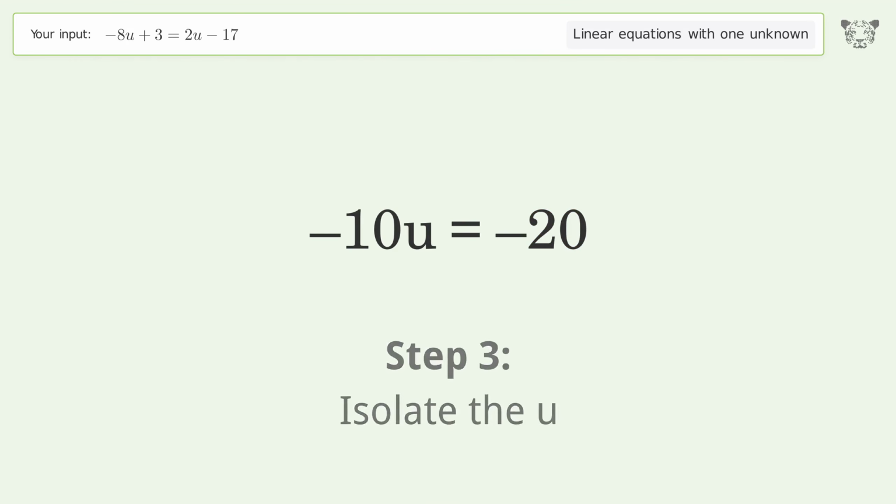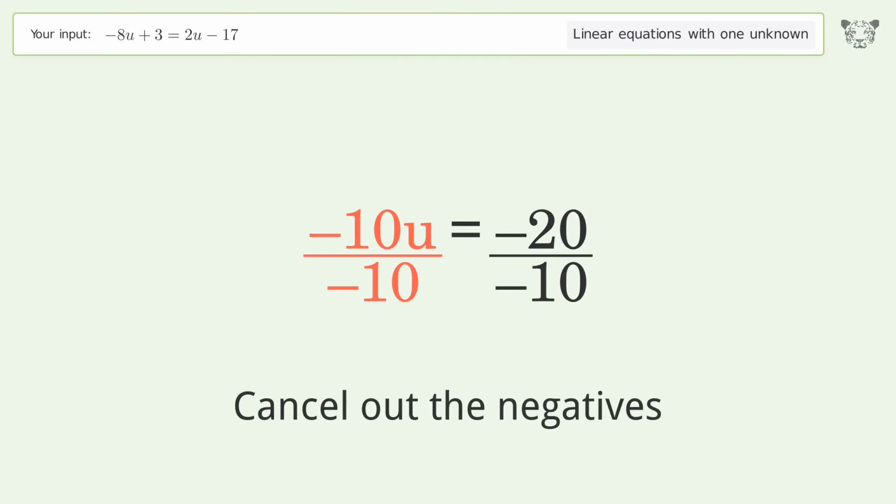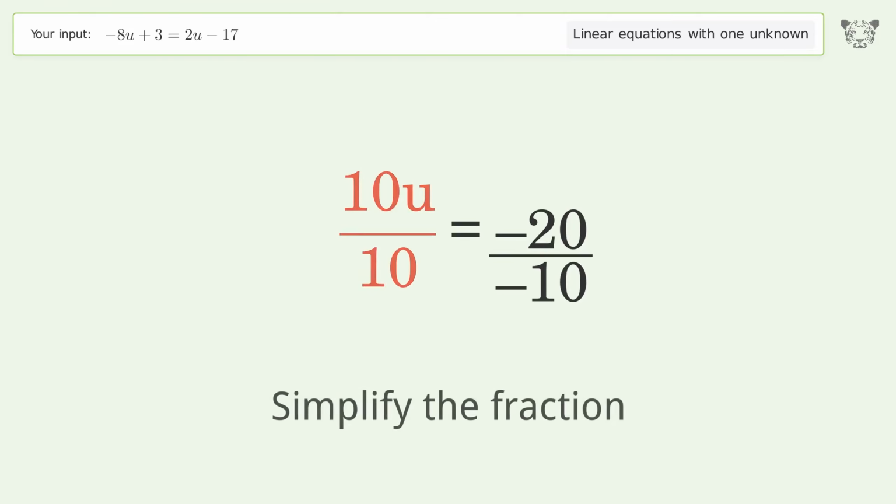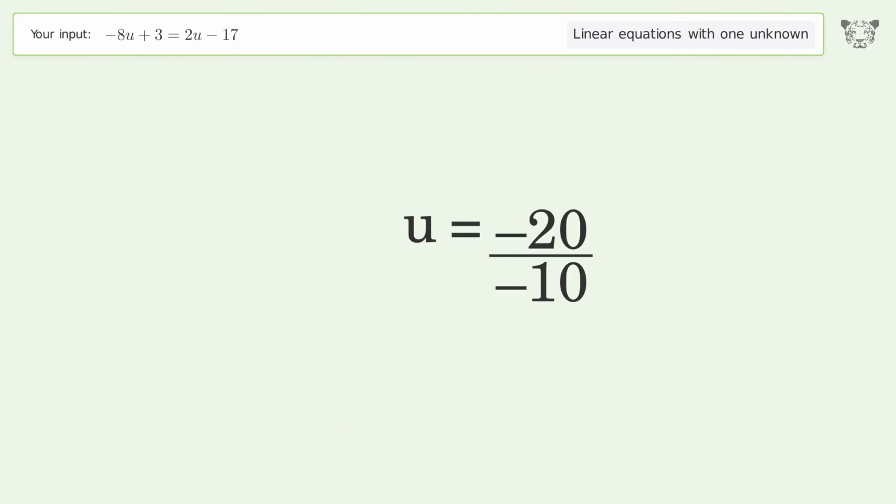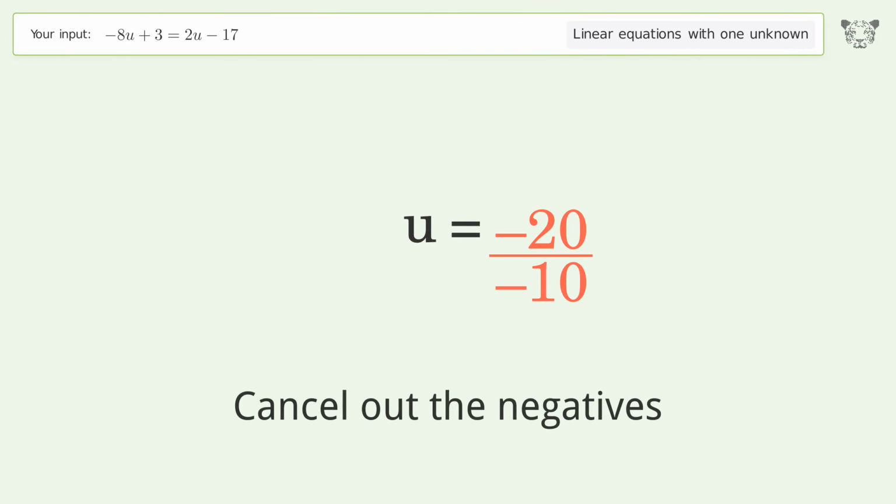Isolate the u. Divide both sides by -10. Cancel out the negatives. Simplify the fraction. Cancel out the negatives.